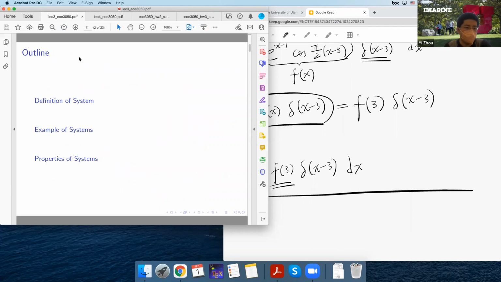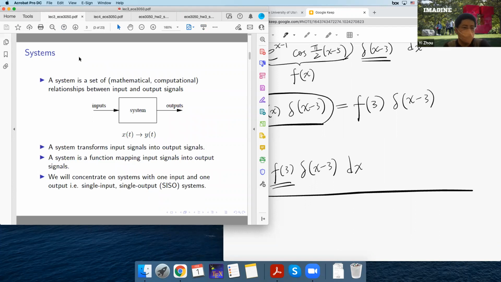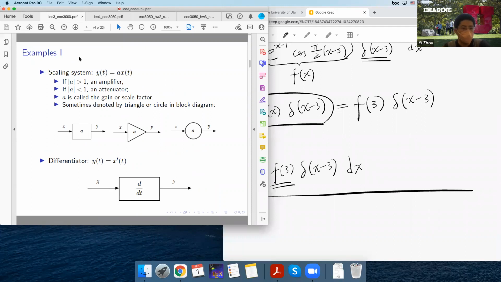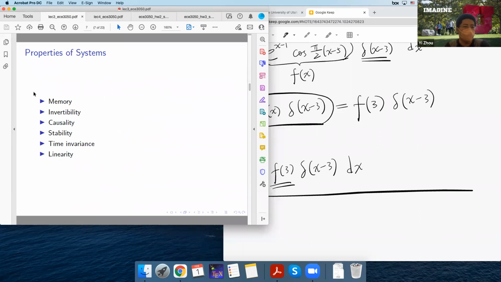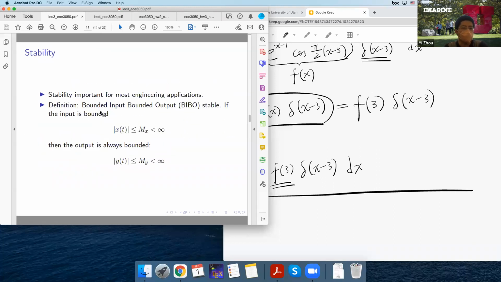Okay, now in lecture three, we know the system is basically described as the relation between input and output signals. And we can categorize the system based on many of their properties: memory, invertibility, causality, stability. And most importantly, the last two are the two most important properties of systems that we will discuss in this course: time invariance and linearity. So last time we introduced time invariance, so let's review that part.